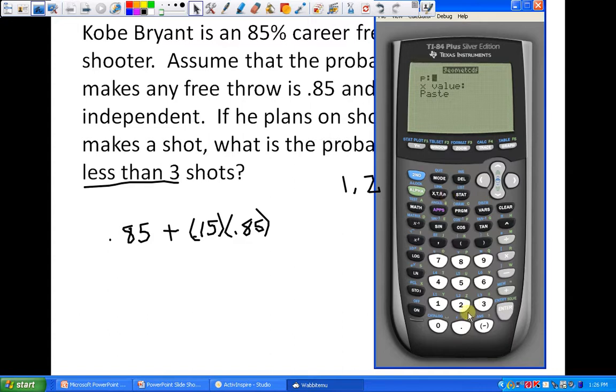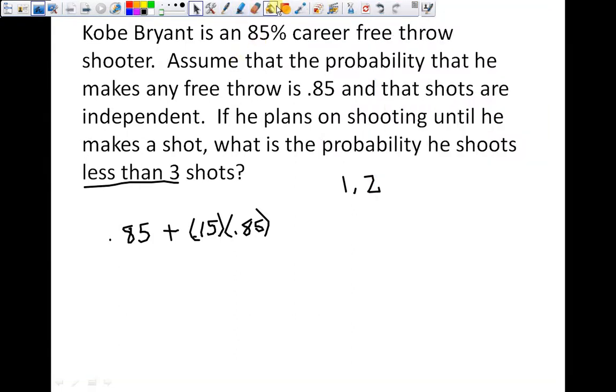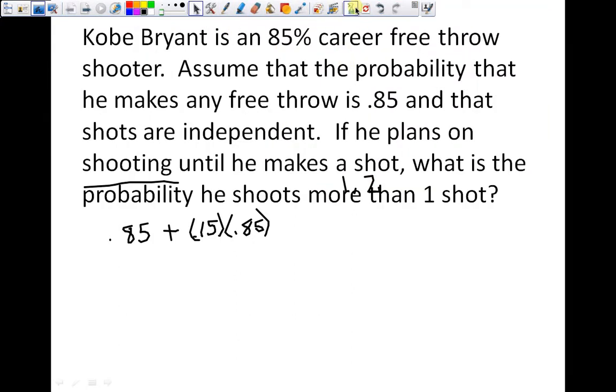So geometric CDF, my probability hasn't changed. It's still 0.85. That's the probability of a success. My x value is 2. Because I'm doing CDF, that gives me 2 or less, which is 2 and 1. And I should get the same answer. And we do. Okay? So let's look at another example.